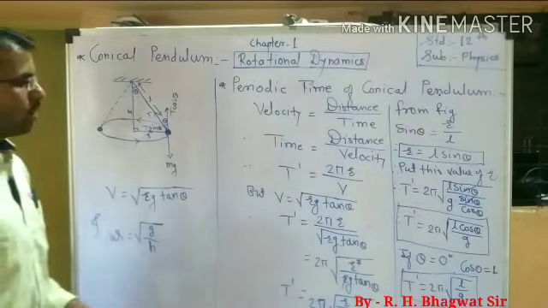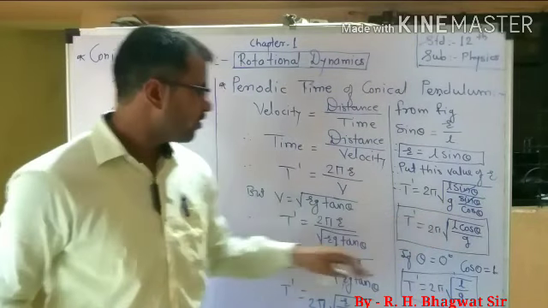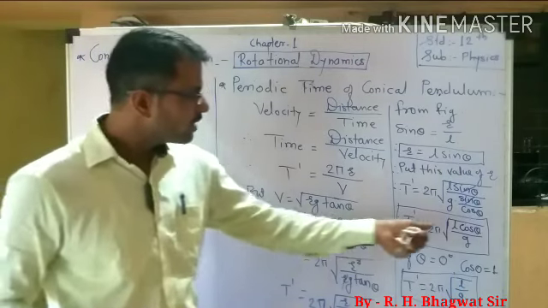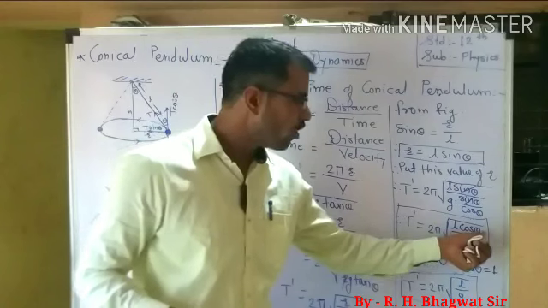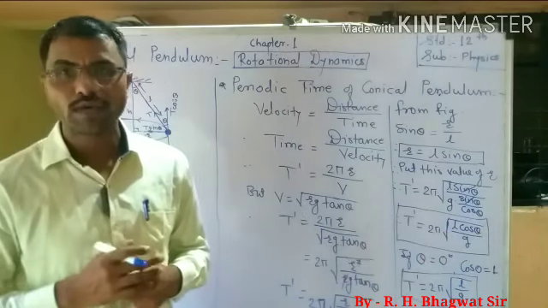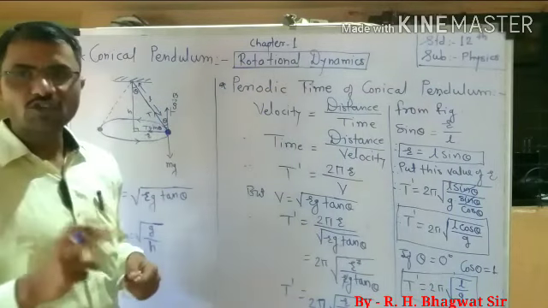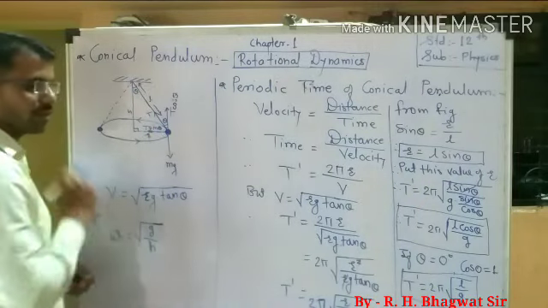Now, the periodic time of a conical pendulum depends on the length of the string. As we increase the length of the string, its periodic time goes on increasing. It depends on angle theta and it depends on acceleration due to gravity. But the periodic time of a conical pendulum does not depend on the mass of the ball attached to that string.